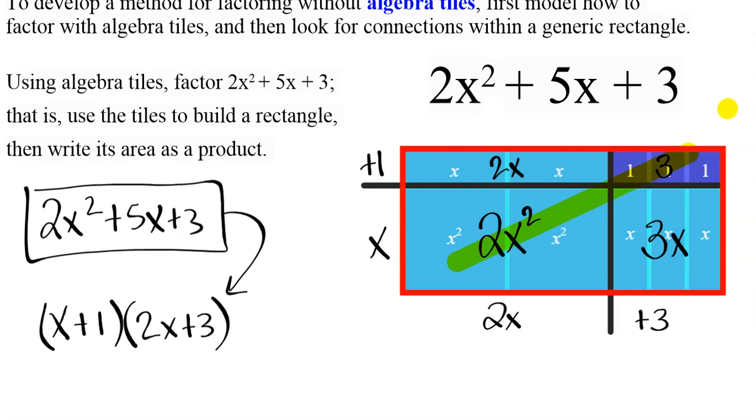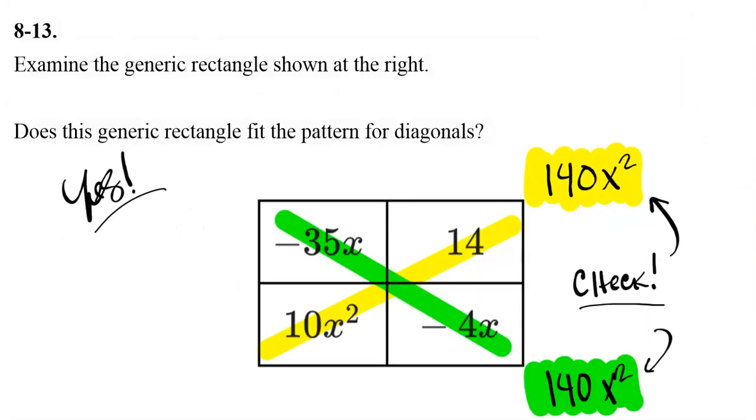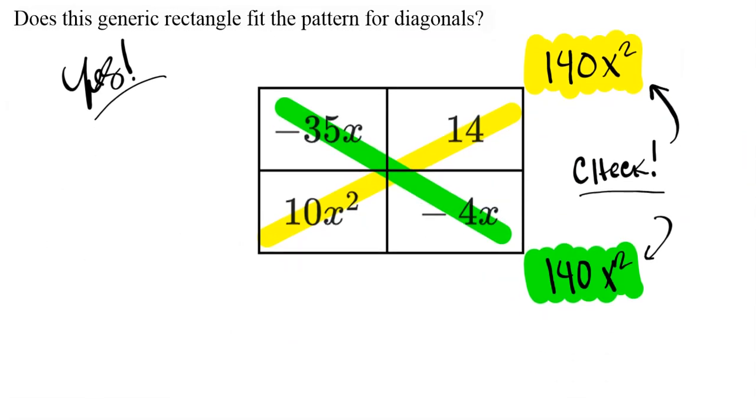2x squared times 3, and is that the same as 2x times 3x? Sure, because this is 6x squared and this is also 6x squared. So that's done there. Now, if we go back to this first one, what could be the factors for this?